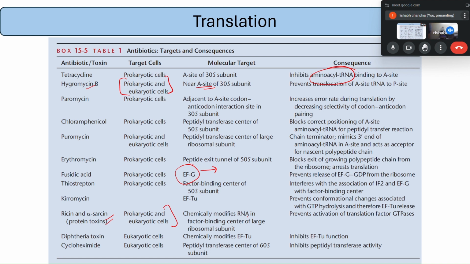So this chemically modifies the RNA in the factor binding center of the large ribosome subunit. So it prevents the activation of translation factor GTPases. Then we have diphtheria toxin that targets the eukaryotic cell. It modifies the elongation factor, that inhibits its function. So elongation is targeted here. Then we have cycloheximide. So this also targets eukaryotic cells and targets the peptidyl transferase center in the 60S subunit. So the peptide bond formation is inhibited here.